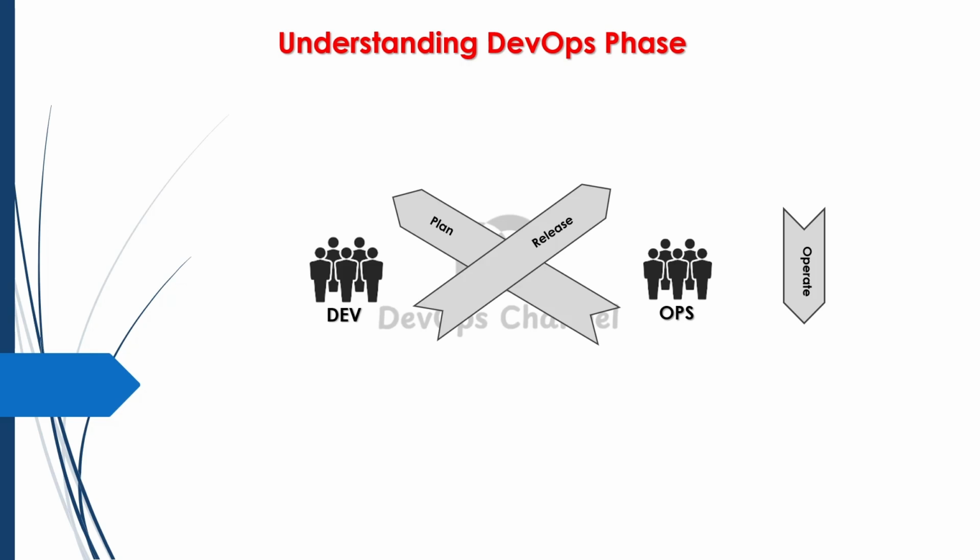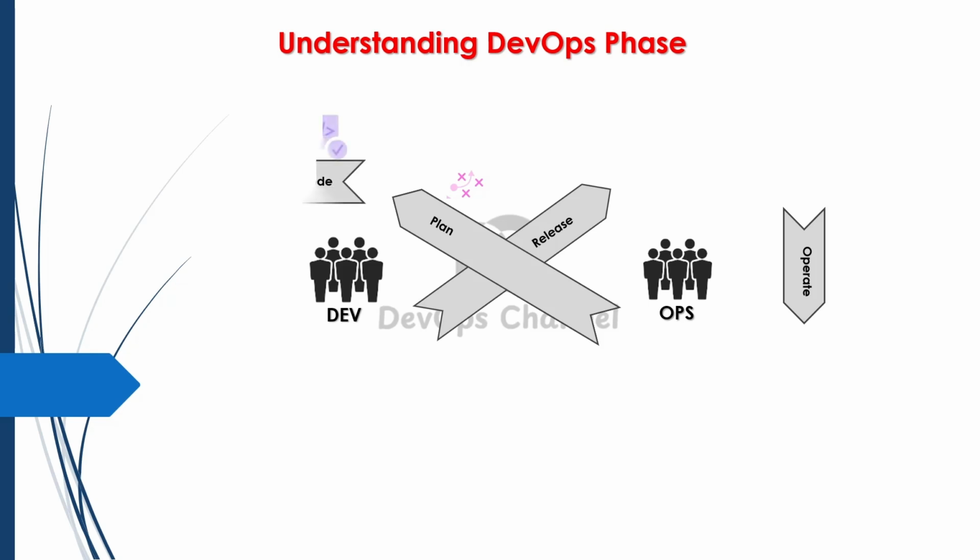Basically, DevOps can be referred to as a practice or methodology for deploying any product. Now, the first phase is plan: what needs to be done and how we are going to deploy a product. First, it is planned by professionals.